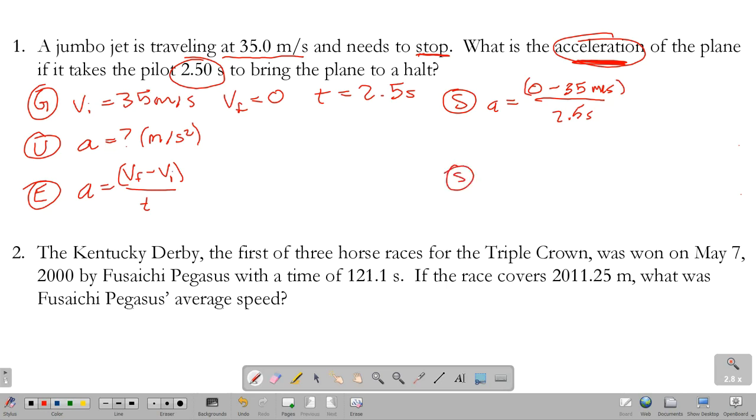So that means that my acceleration is going to come out negative. And if you're just thinking, oh wait, is it supposed to be negative? Think about what the object in the question is doing. In this case, it is slowing down to stop. And so it will have a negative acceleration. So we'll do negative 35 divided by 2.5, and that comes out to be negative 14 meters per second squared.